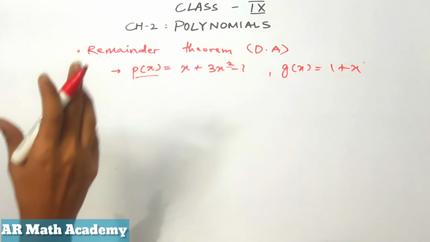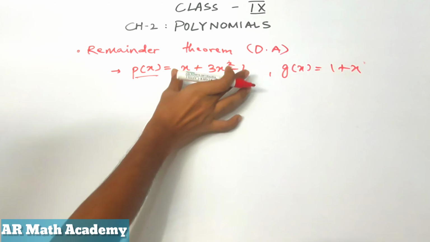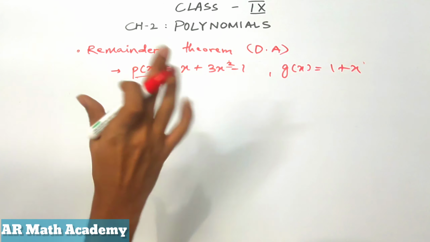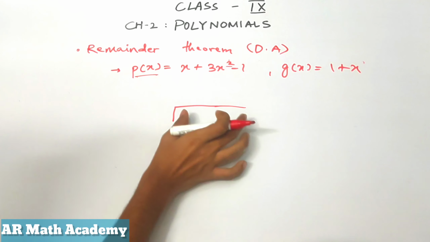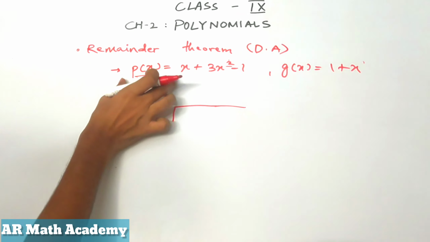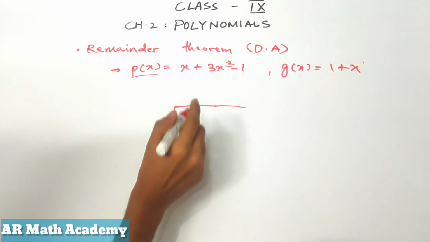Now what you are going to do is simply place this in the place of the dividend, the A position. You remember this step, right? A will be positioned over here. So P of x, place it over here since it has the higher degree.